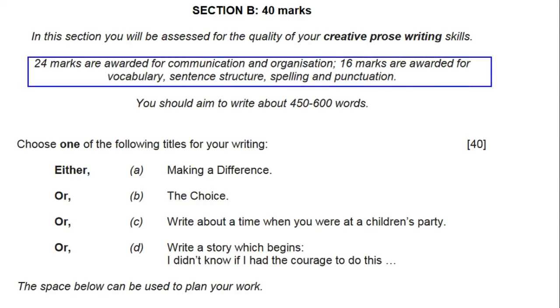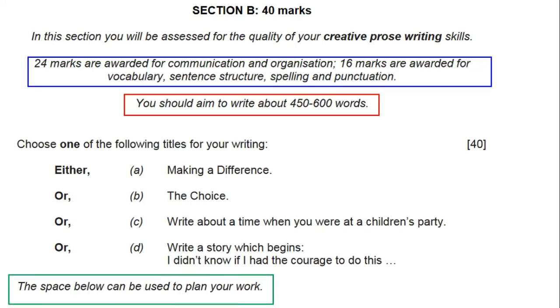Certain things won't change. So up here will always be 24 marks for content and 16 for spelling, punctuation and grammar. Remember, it's out of 40. You should aim to write about 450 to 600 words. That's the word count. Always plan your work, and then here we've got four titles. In this case, Making a Difference, The Choice, Write About a Time When You're at a Children's Party, or Write a Story Which Begins With I Didn't Know If I Had the Courage to Do This. So four random titles, you have to write a story based on one of them.